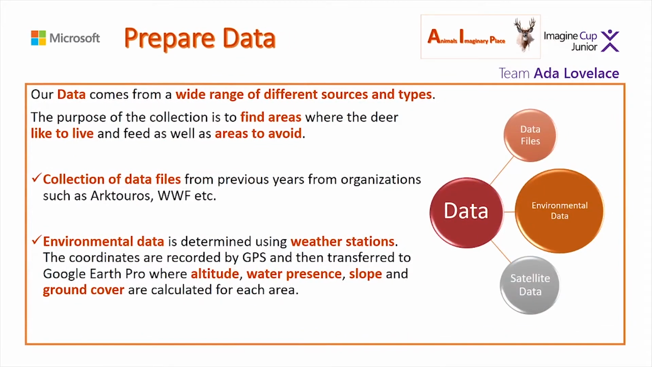Our data comes from a wide range of different sources and types. The purpose of the collection is to find areas where the deer likes to live and feed as well as areas to avoid. Collection of data from previous years from organizations such as Arcturus, WWF, etc. Environmental data is determined using weather stations. The coordinates are recorded by GPS and then transferred to Google Earth Pro, where altitude, water presence, slope, and ground cover are calculated for each area.